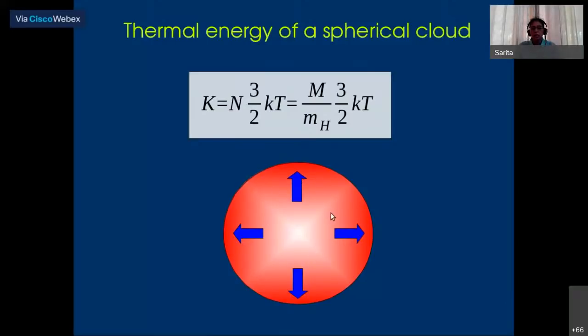Now, how do I determine n? Is it possible for me to determine how many particles are there in here? Yes, if you know the mass of the cloud. So I can write this expression in terms of the mass. How? The mass of the cloud divided by the mass of each particle. In this case, I'm considering the mass of each particle to be that of a hydrogen atom. So the mass of the cloud divided by the mass of each particle will give me the number of particles in this cloud. Therefore, the kinetic energy or internal energy is given by 3/2 kT times capital M, the mass of the cloud, divided by the mass of the hydrogen atom.